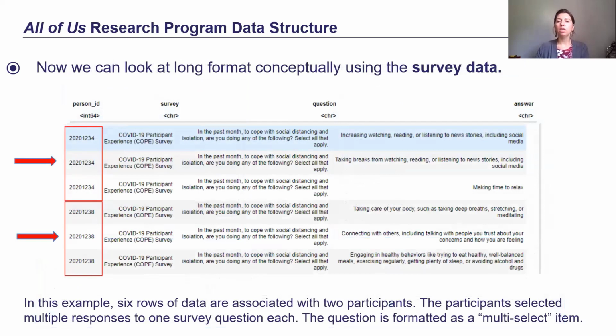To give you a look at what we're talking about in terms of long format, you can see here on the screen that your rows are set up according to your participant ID, as well as those response options. In this example, you have 6 rows of data that are associated with only 2 participants, 3 rows per participant. Each row represents an individual response option that was captured.